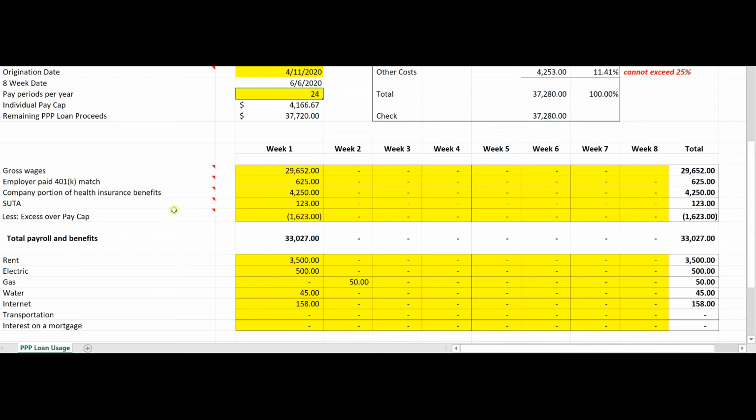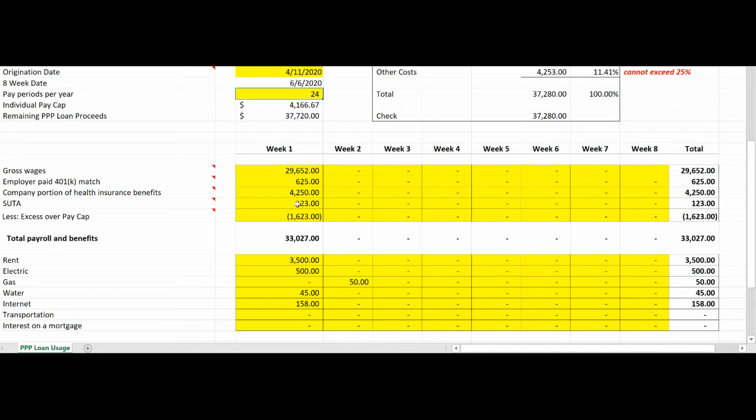If you have a 3% match on your employee's 401k, make sure you're entering in just that line item here. Same with the company portion of the health insurance benefits. This is only for the portion that you pay as a company. This doesn't include the portion that's deducted from the employee's pay. Just keep that in mind and make sure you're entering in the correct information here.